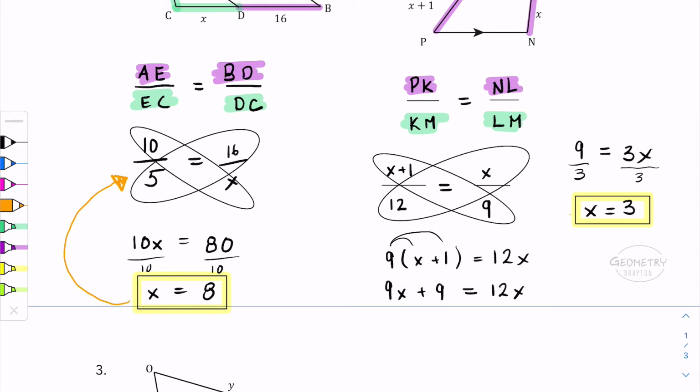If you want to check your work, you substitute this back into the proportion and you make sure it comes out to be true.